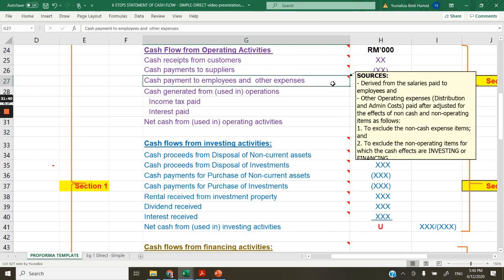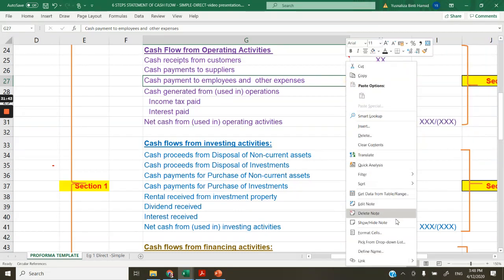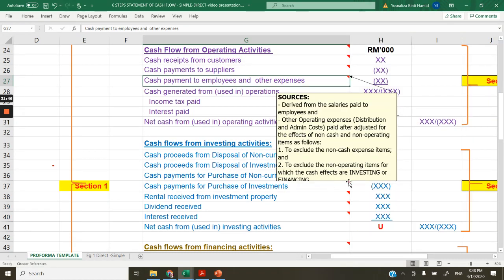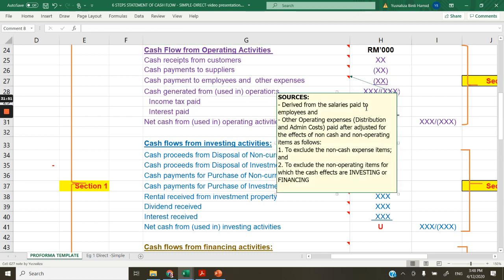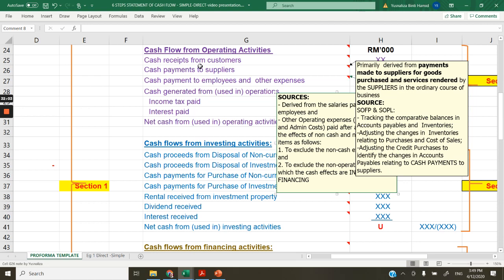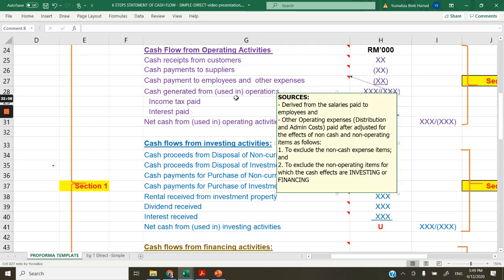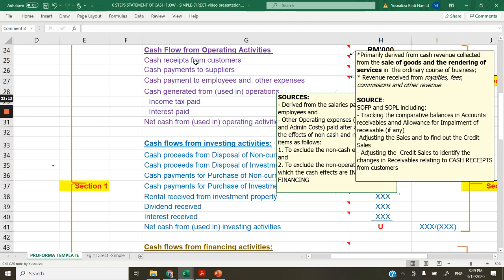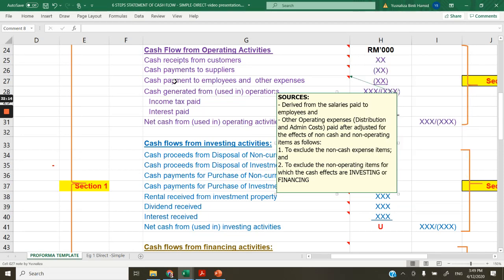What are those? Those are derived from salaries paid to the employees. The employees are the ones that relate to the company. You want to know how much cash is actually paid to the employees, because MFRS or the standards require that to be disclosed. So you have another line for cash payments to employees. So the first line is on cash receipt, the second line is on cash payment, and the third line is also on cash payment. And that cash payment is whatever is under operating expenses.